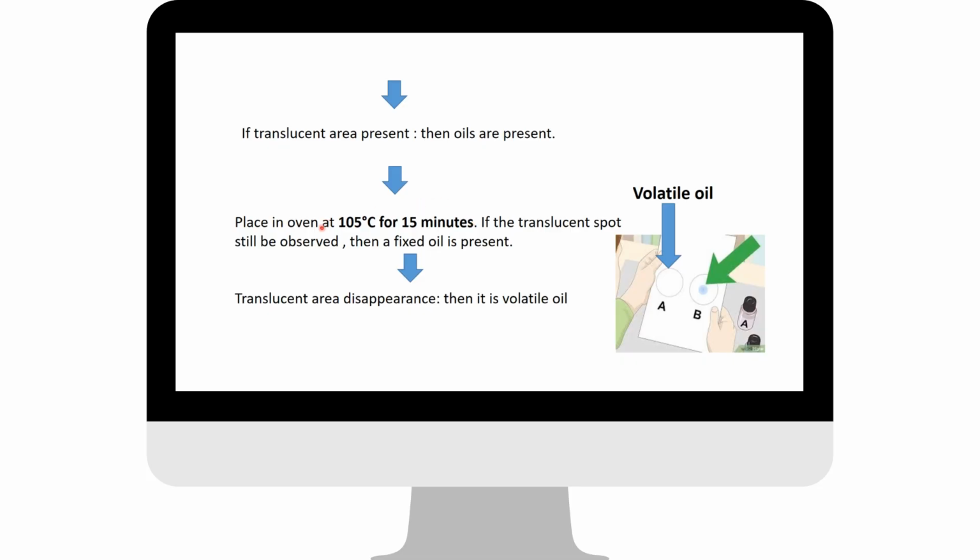How could we differentiate? After getting this translucent spot on the paper, we place this paper in the oven at 105 degrees for 50 minutes. If the translucent spot is still present, this means it is a fixed oil. If the translucent area disappears, then it is actually the volatile essential oil. Clear? So by this way we can identify whether it is a fixed or essential oil. I hope it is clear to you. So it is some kind of primary authentication of the identification of the essential oil.